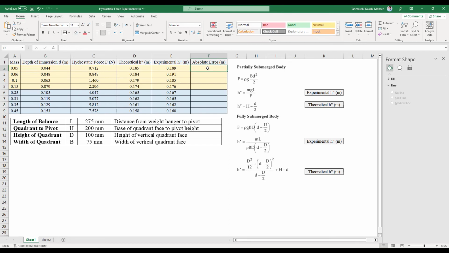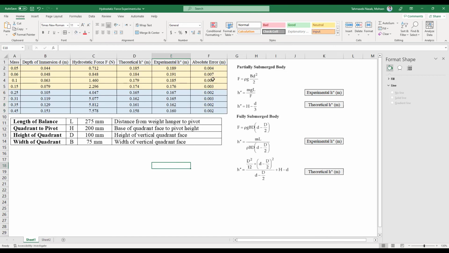Perfect. And eventually I want to calculate the absolute error. So for absolute error, I'm going to use the ABS function in Excel. ABS calculates the absolute difference between theoretical minus experimental, and enter. Perfect. I can change this to blue to make sure, there we go.